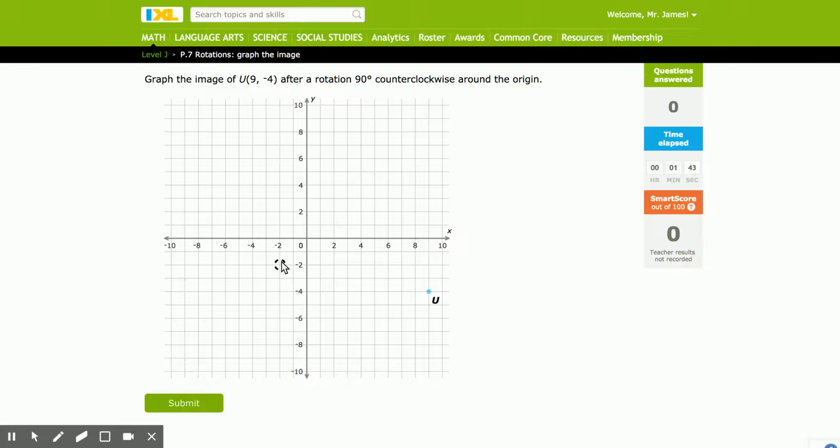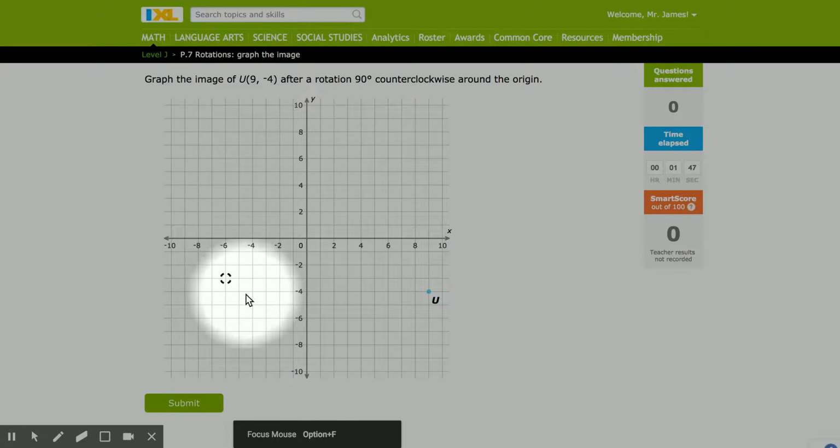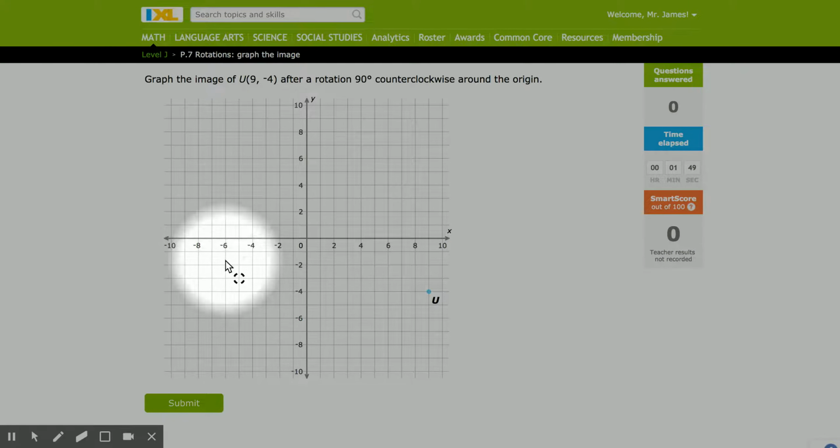This is counterclockwise. Let me use my highlighter here. So this is positive, rotating this way. And strangely, although it looks weird, this would be negative. And when you get to trigonometry in high school, it'll make sense to you why this is considered positive. Also remember that when we look at our quadrants, we've got quadrant 1, quadrant 2, quadrant 3, and quadrant 4.